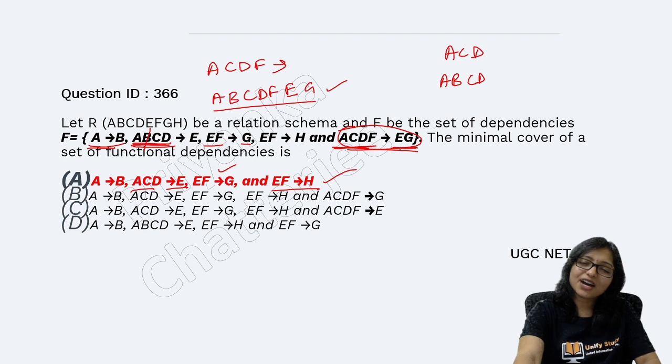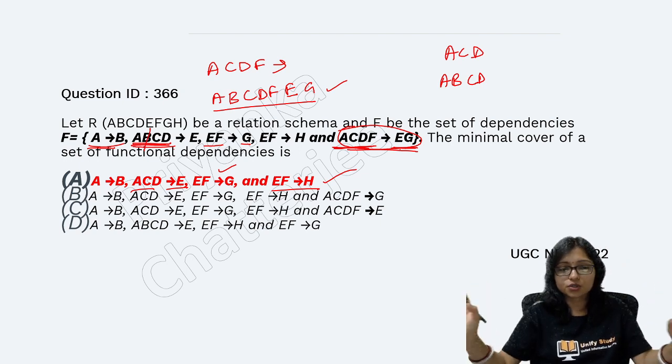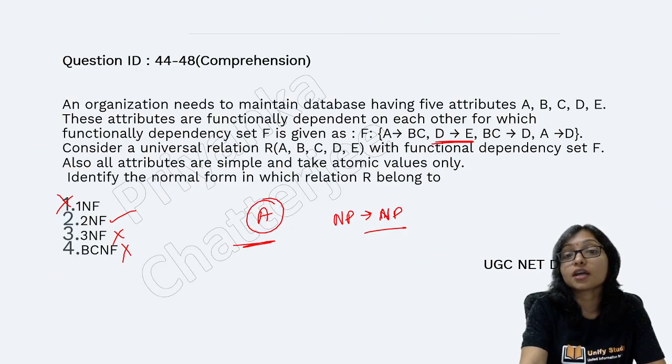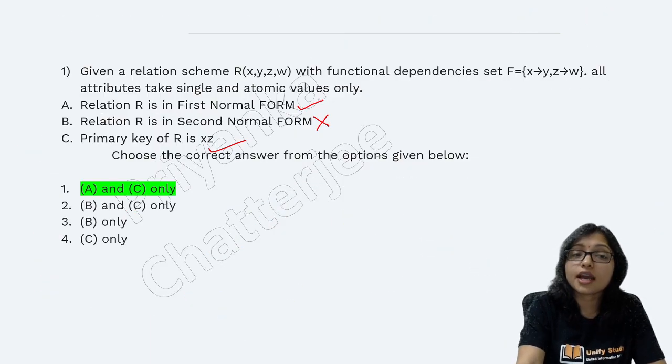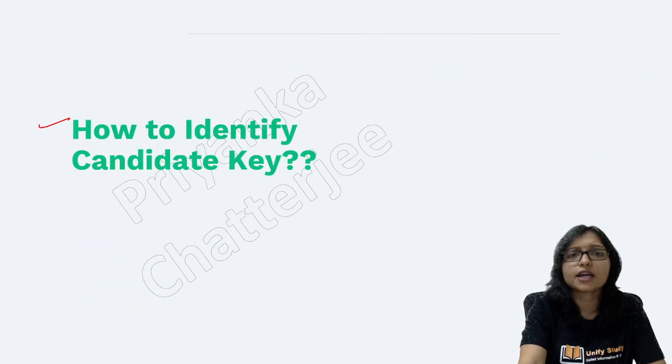So now it is the end. I hope you understand all of this, what we learned here: minimal cover, normalization, and after that the primary key. Everything you got, and I hope it is clear.